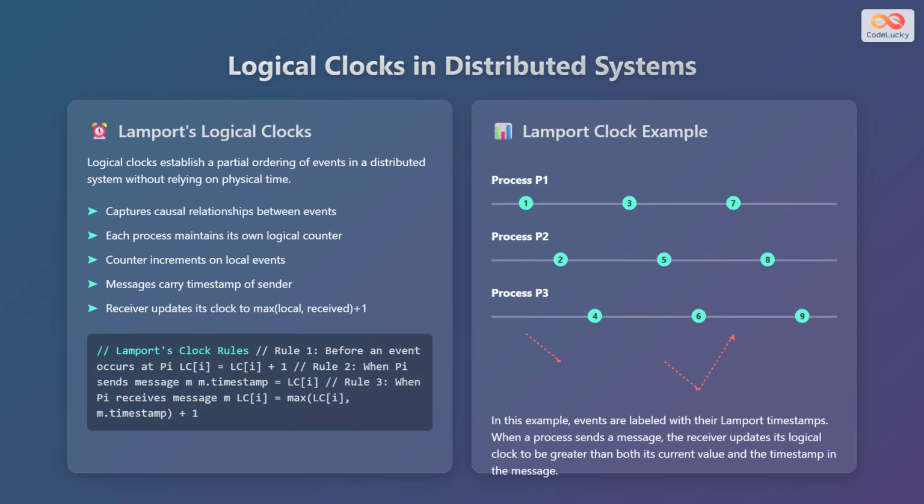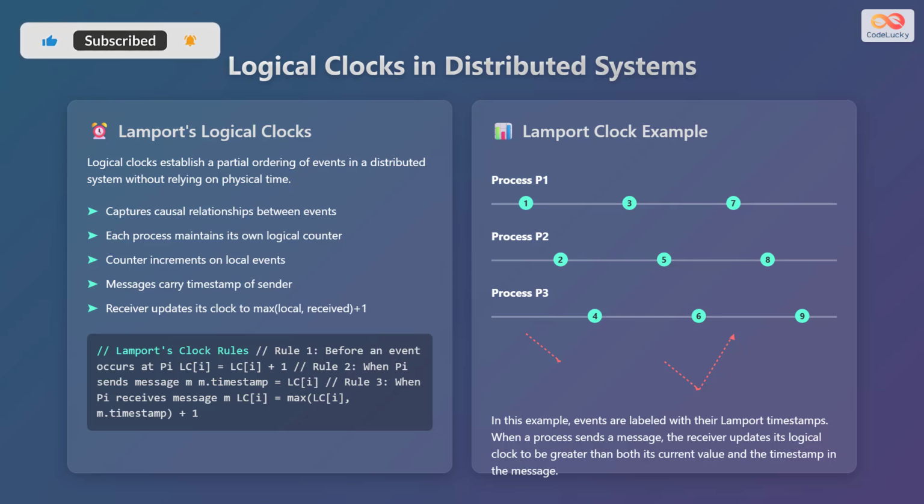Now let's discuss logical clocks in distributed systems. Lamport's logical clocks establish a partial ordering of events without relying on physical time. It captures causal relationships between events, and each process maintains its own logical counter. The counter increments on local events, and messages carry the timestamp of the sender. The receiver updates its clock to the maximum of its local time and the received timestamp, plus 1.